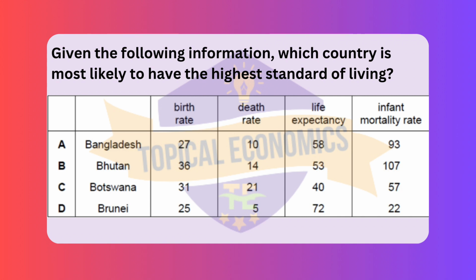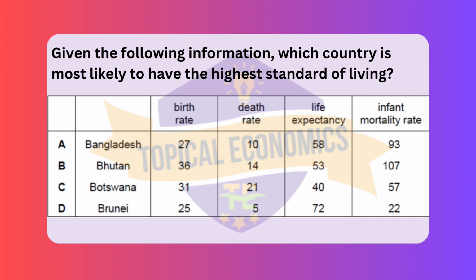Analyzing the other countries. Bangladesh, while its birth and death rates are moderate, its life expectancy, 58 years, is lower, and its infant mortality rate, 93, is much higher than Brunei's. This suggests poorer healthcare and living conditions compared to Brunei. Next, looking at Bhutan, although Bhutan has a lower death rate, its life expectancy is still lower than Brunei's, 53 years, and its infant mortality rate is higher, 107, indicating worse healthcare outcomes.